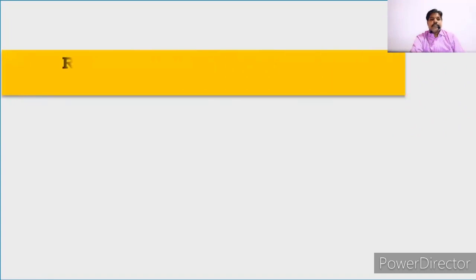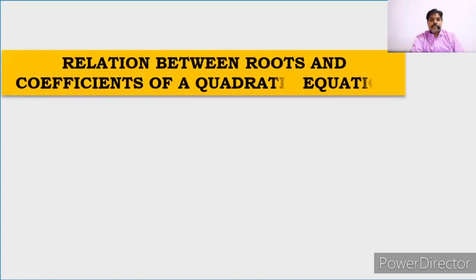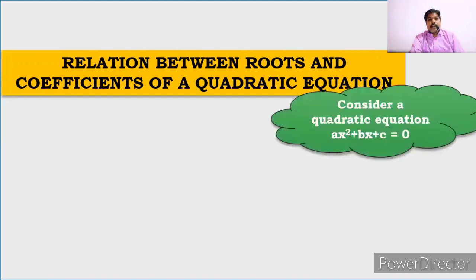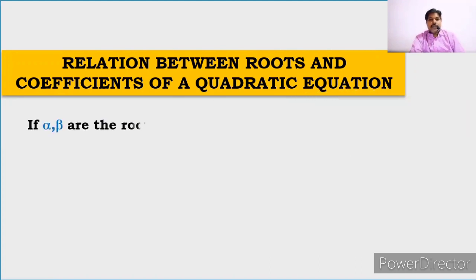So today let us discuss the relation between roots and coefficients of a quadratic equation. First I'm taking a quadratic equation ax square plus bx plus c is equal to 0. Already you know the condition.